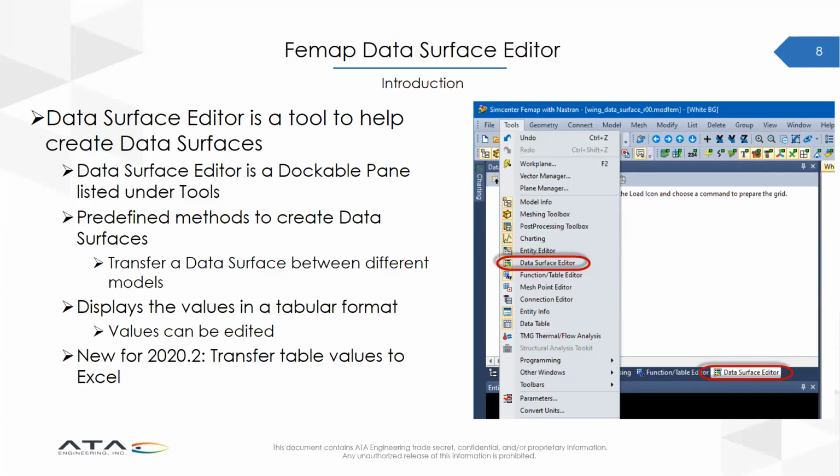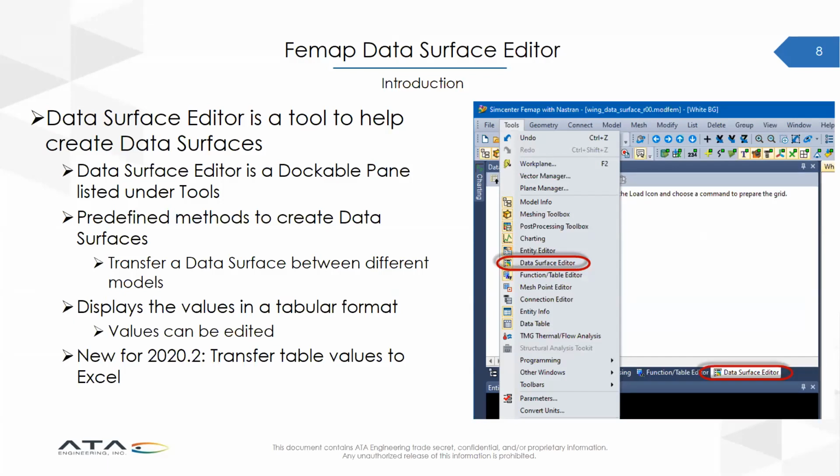Within that data surface editor, there are a set of icons that allow you to access various commands. Those give you access to predefined methods to help create a data surface using various methods. We'll look at a few of them today in our demonstration. There's actually one that allows you to transfer a data surface from one model to another, and that's how we're going to do our output to input mapping between two different models, meaning two different Femap files.